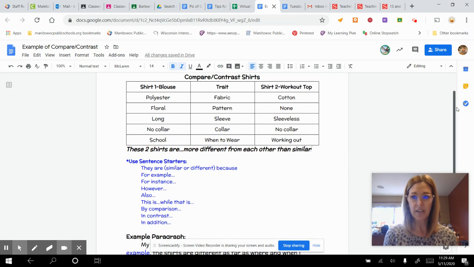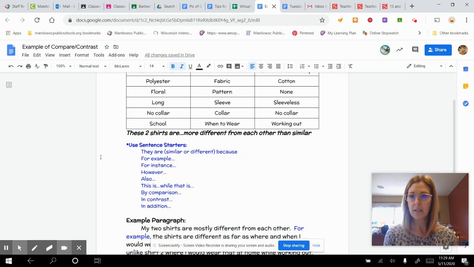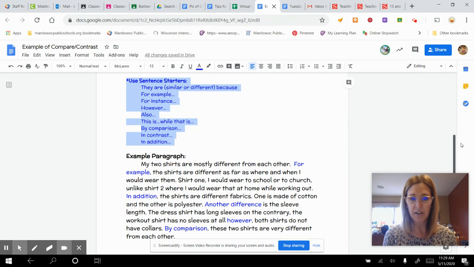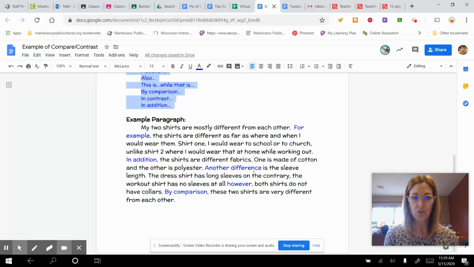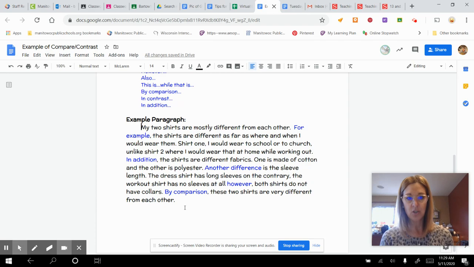So if I go ahead and look at my sentence starters here, I then have crafted a paragraph showing you that these two shirts are mostly different from each other. So here's my example. My two shirts are mostly different from each other. For example, the shirts are different as far as where and when I would wear them. Shirt one, I would wear to school or to church, unlike shirt two, where I would wear that at home or while working out.